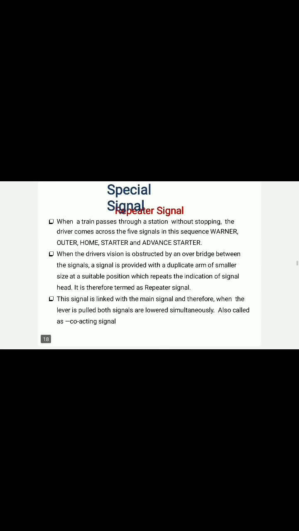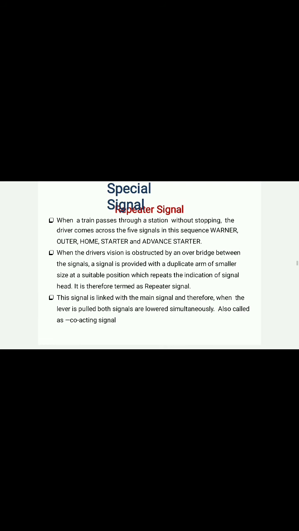Special signal. So we have repeater signal. When a train passes through a station without stopping, the driver comes across 5 signals in the sequence. The sequence is warner, outer, on, starter and advanced starter signals. When the driver's vision is obstructed by any overbridge between these signals, a signal is provided with a duplicate arm of similar size at a suitable position, which repeats the indication of the signal ahead. It is therefore termed as repeater signal.